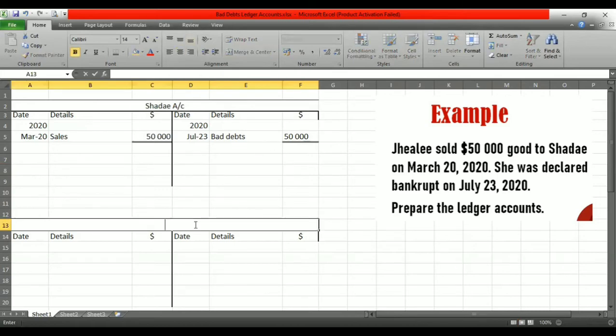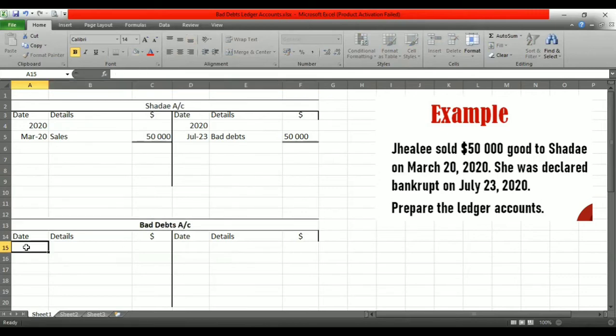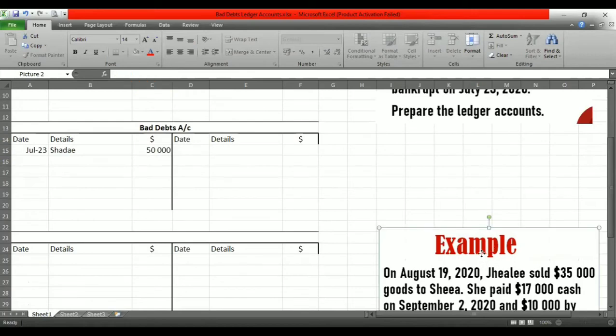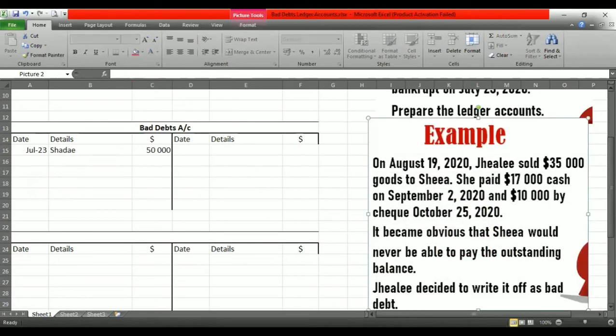We're now going to make our debit entry, and that is in our bad debts account. And our bad debts account should be debited, and that is July 23rd. The details, which is the customer account that you're writing off, is Shade, and the amount is $50,000. We're going to take a look at another example before we do the end of period recording.